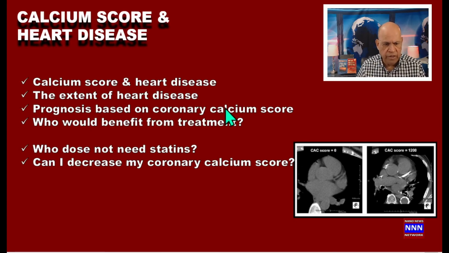Again, based on the coronary calcium score, we can predict the prognosis of these patients. We'll also determine who will benefit from treatment and who needs statins based on a coronary calcium score. We're going to answer that. And can I decrease my coronary calcium score? That's a very important question which we will cover towards the end of this presentation.